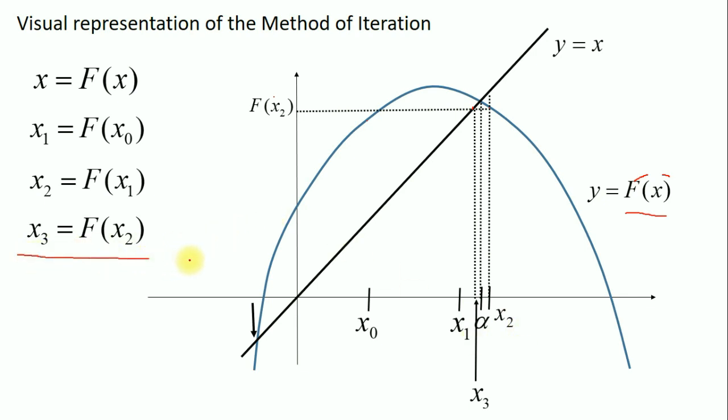That means if I repeat the process and continue, subsequently I will get a very good approximation of the root by using this formula. This is the formula for the method of iteration. Now let us move to our first example.